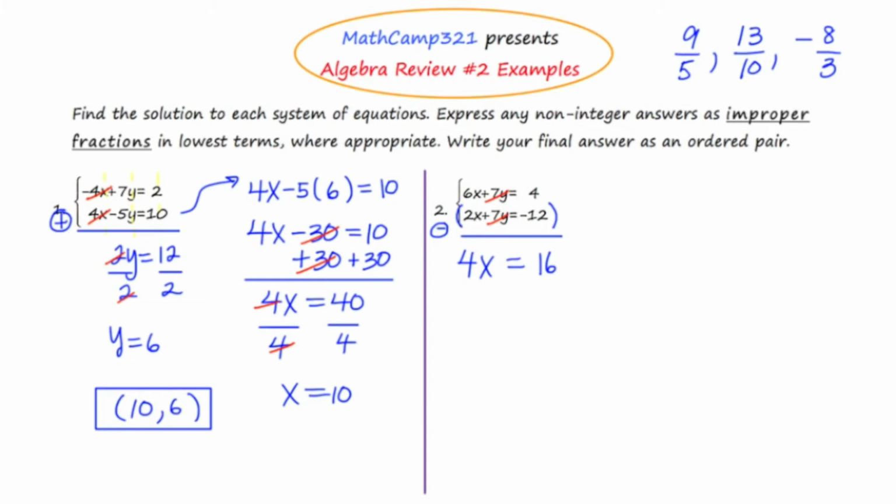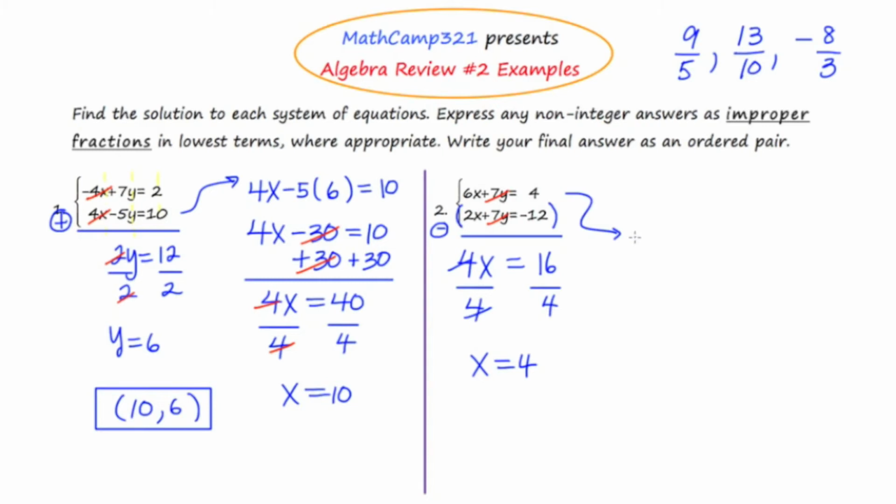And now I'll go ahead and divide both sides by 4. The 4's will cancel, and I'll be left with x equals 4, because 16 divided by 4 is 4. And now I need to back substitute. So again, let's take our answer of x equals 4 and plug it into either the top or the bottom equation. The top one looks just a little bit easier to work with. The coefficients seem smaller and more manageable.